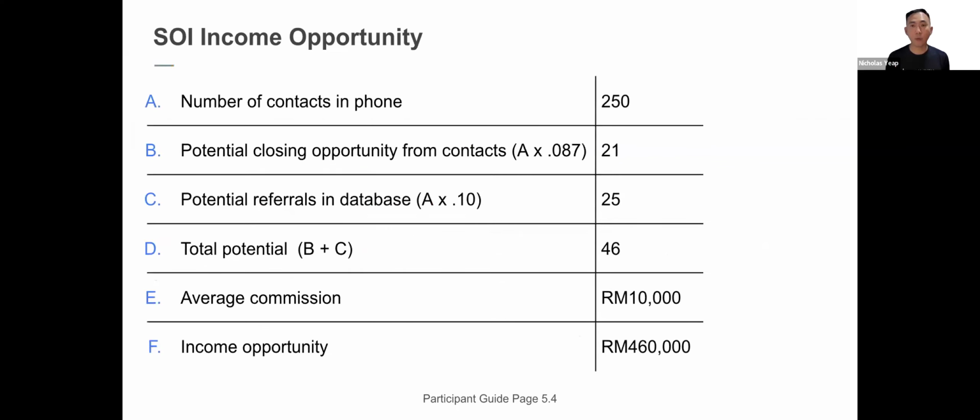So let me give you an equation. Assuming that you have only 250 contacts on your phone, the potential closing opportunity from your database will be A times 0.87, so you actually have 21 opportunity closings from your contacts. Let me pause for a second to make sure everyone is following. So you're saying that out of the 250 people in your phone, 21 of them are potentially going to buy a property. Yeah, 21 of those people are potentially going to buy.